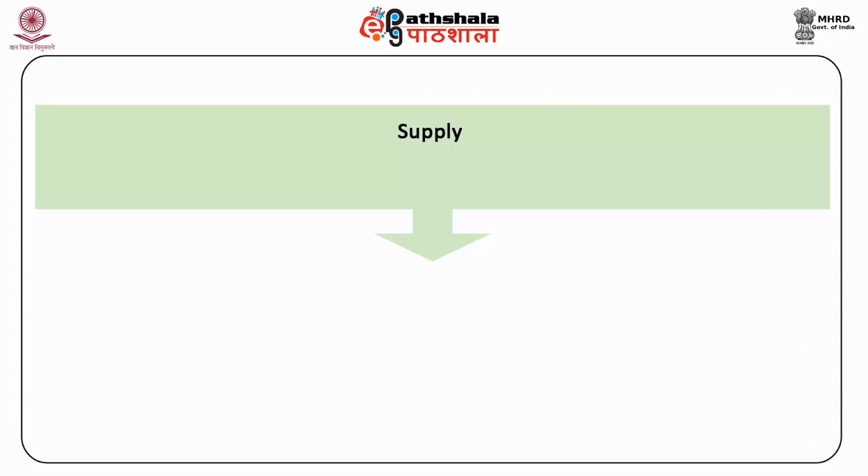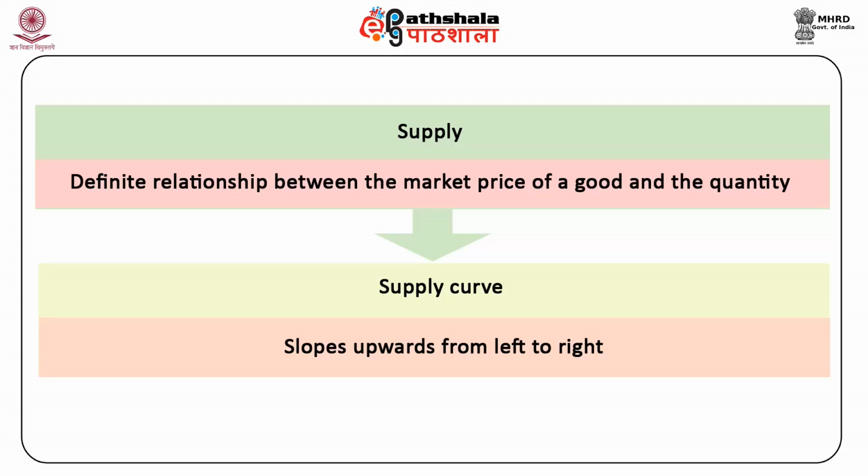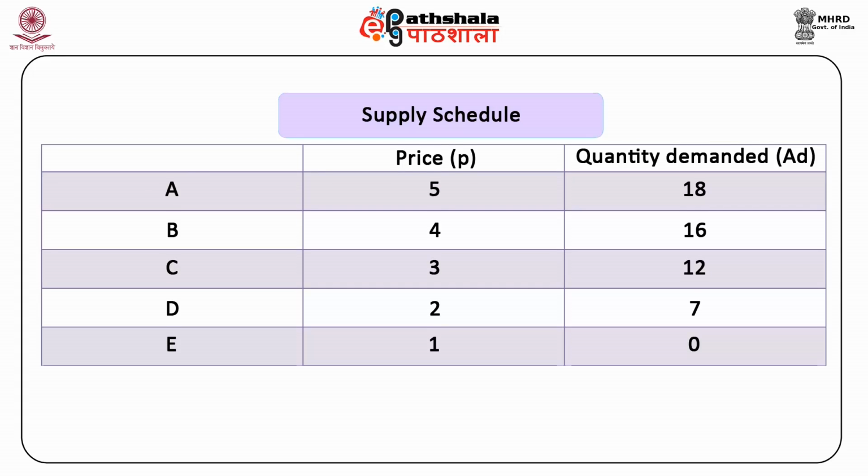Supply. There exists at any one time a definite relationship between the market price of a good and the quantity the producers of that good are willing to offer or supply. This relationship between price and quantity supplied is called the supply schedule, function and curve. Consider the table for supply schedule showing the different combinations of prices and quantities supplied at those prices. As it is evident, when price increases, the seller supplies more quantity.